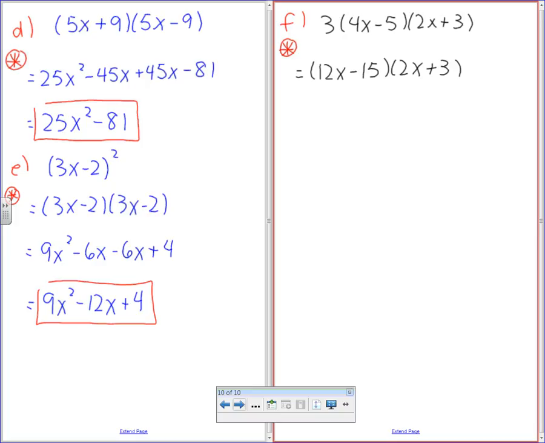All right, so if you don't like that, you can leave this out and FOIL that out. And then when you're done, times by 3. So either way is okay. Like you can either go left to right or right to left. Either way is okay.